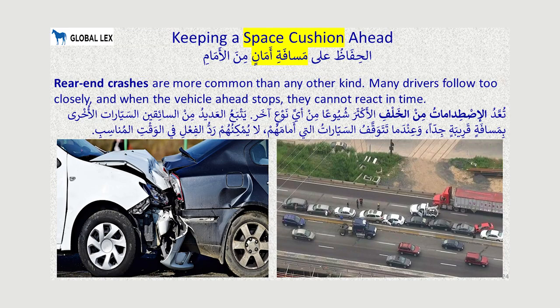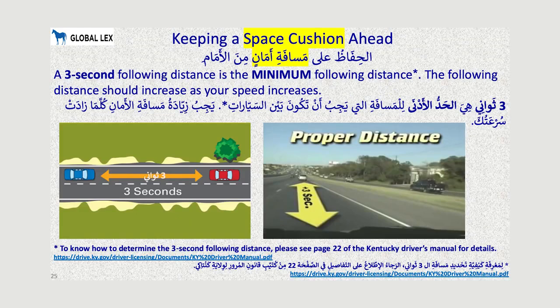Keeping a space cushion ahead. Rear-end crashes are more common than any other kind. Many drivers follow too closely, and when the vehicle ahead stops, they cannot react in time. A 3-second following distance is the minimum following distance. The following distance should increase as your speed increases. To know how to determine the 3-second following distance, please see page 22 of the Kentucky Driver's Manual for detail.